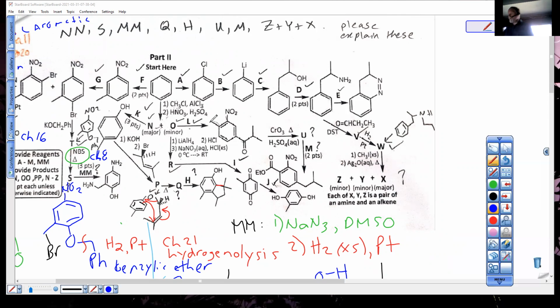Where does one find this reaction? End of chapter 21. So when we're talking about molecule U, chapter 21, benzylic oxidation. And you're going to get CO2.